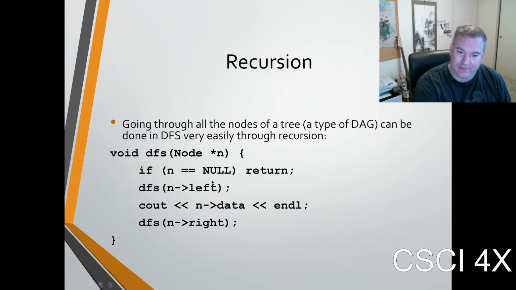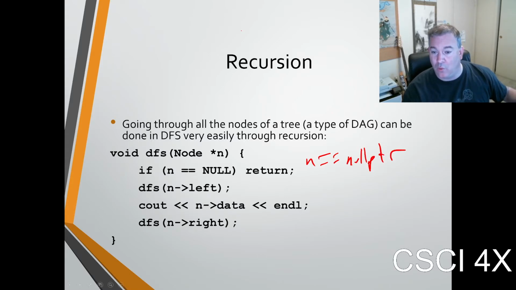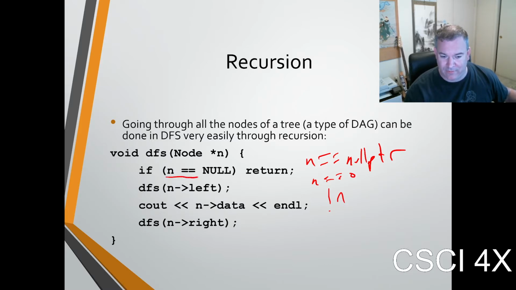So let's add in a null check, right? There's a lot of different ways you can check for null. The better way of doing this is n is equal to null pointer. Or you can say n is equal to 0, or if not n. These are all different options for doing this. If n equals null, return. So this is better. It still has a crashing bug in it.